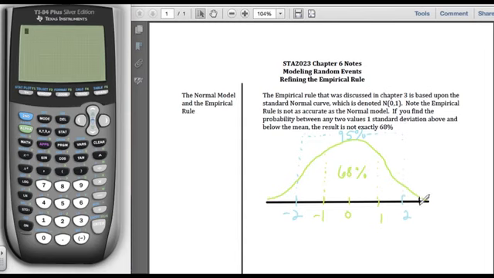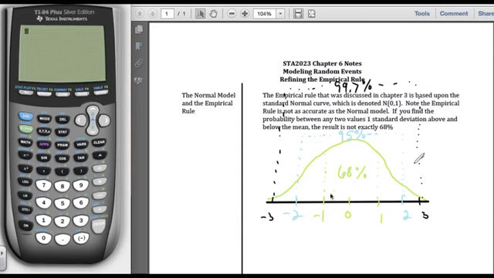And then finally, if you go up to +3 and down to -3, we said that was going to be about 99.7% of the distribution. Well, those are approximations. They're estimates. They're close, but they're not as exact as the normal model that we've seen so far at the end of chapter 6. For example, the area under the curve between -1 and +1 is not exactly 68%.